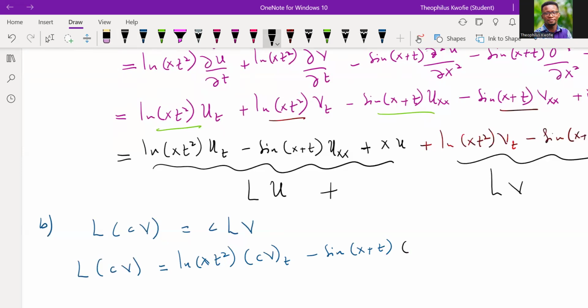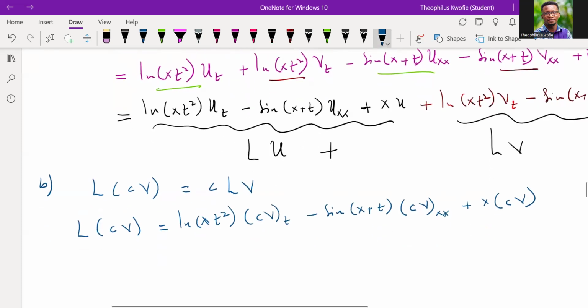So I have C v, second derivative, plus x, then I replace the u by C v. Is that okay? Good. Now, when I do my distribution, I see that the C is common throughout, so I can bring out my C. By bringing out the C, I'm going to have something like this.